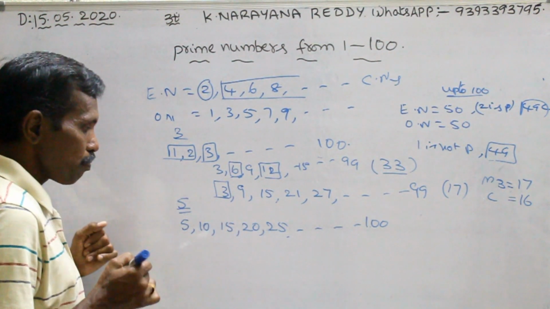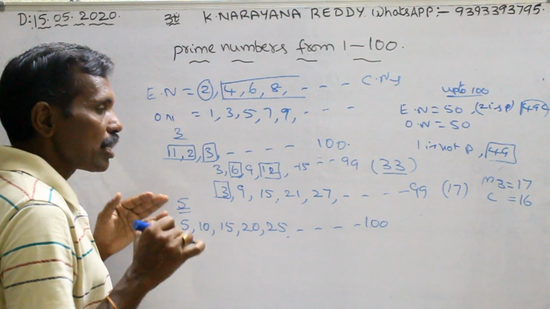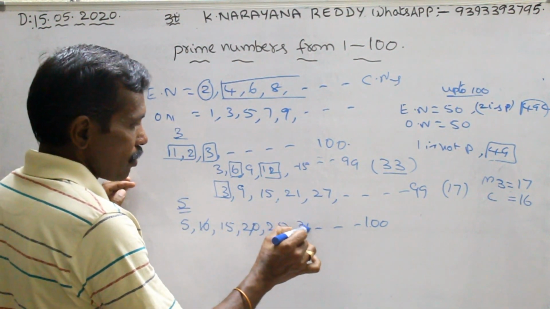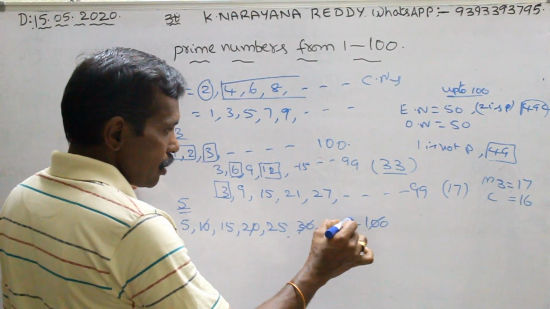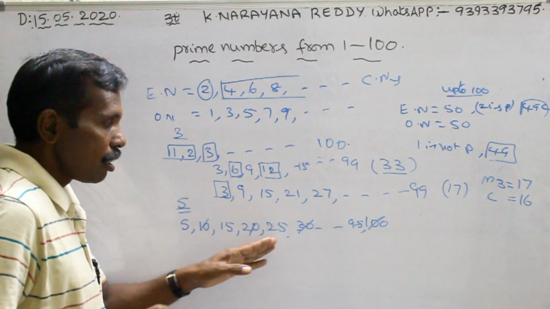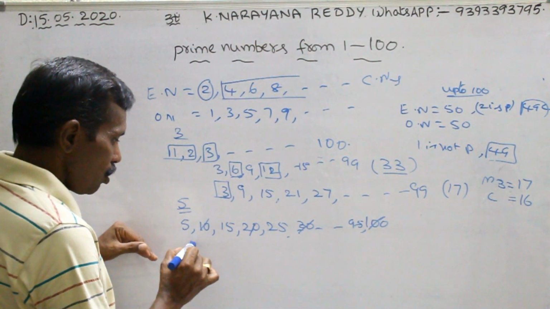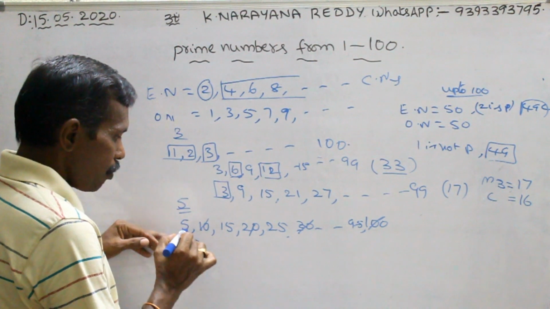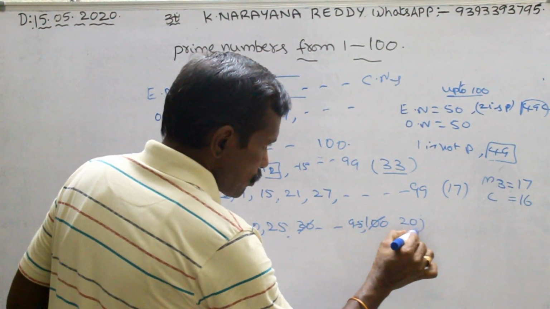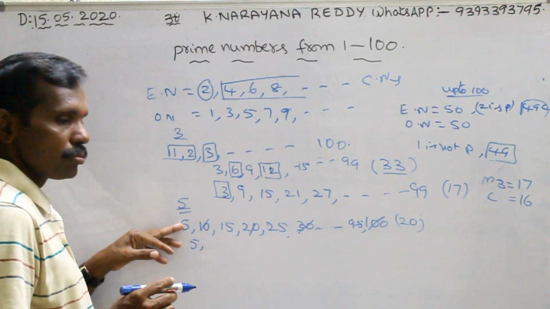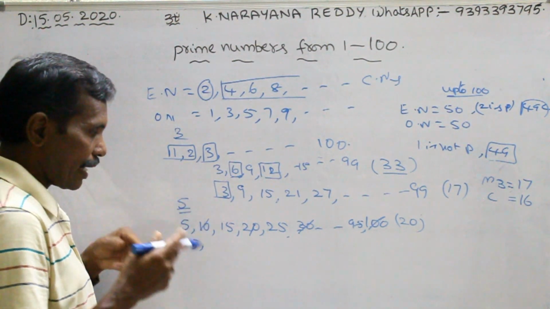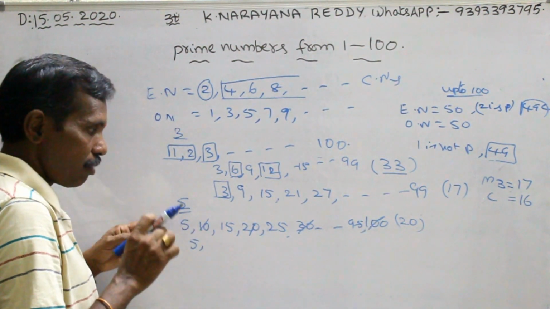Now we don't want even numbers. Why? Because those are already composite. Leave out this 30. What is the number before? 95. These are all odd numbers. Now for 5, how many multiples are there up to 100? 20 are there. 100 divided by 5 gives 20. So 20 multiples are there for 5 up to 100.